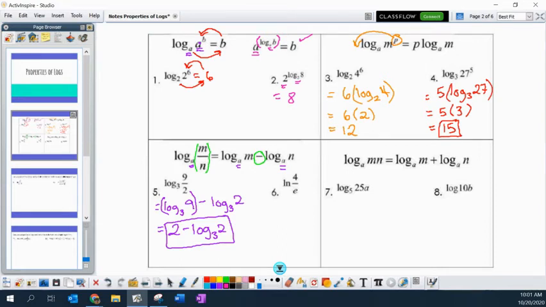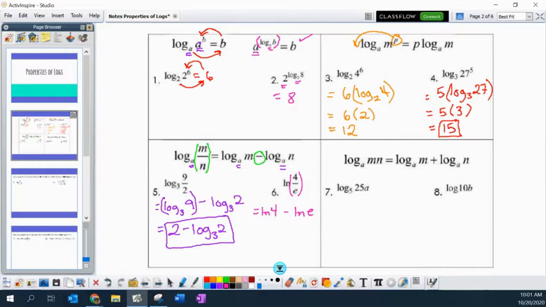Okay, so let's see if we can split that quotient again. We know that the difference of logs is the log of their quotient. So if we have the log of a quotient, we can split it into the difference of logs. As soon as I see that fraction bar, I know I'm going to have a subtraction sign. So this is the natural log of 4, because it's in the numerator, minus the natural log of e. The one that's in the denominator is the one that gets the minus sign.